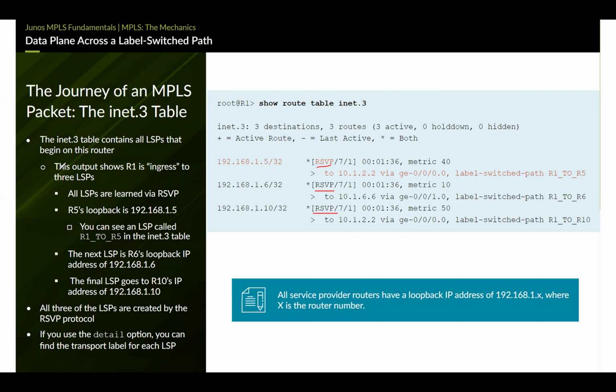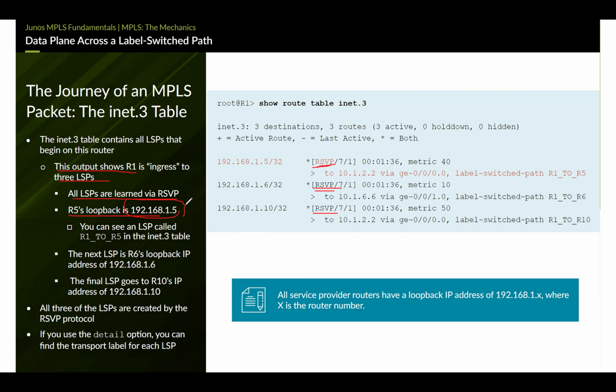This output shows R1 is ingress to 3 LSPs. All LSPs are learned via RSVP, Resource Reservation Protocol. And R5 loopback is this one.